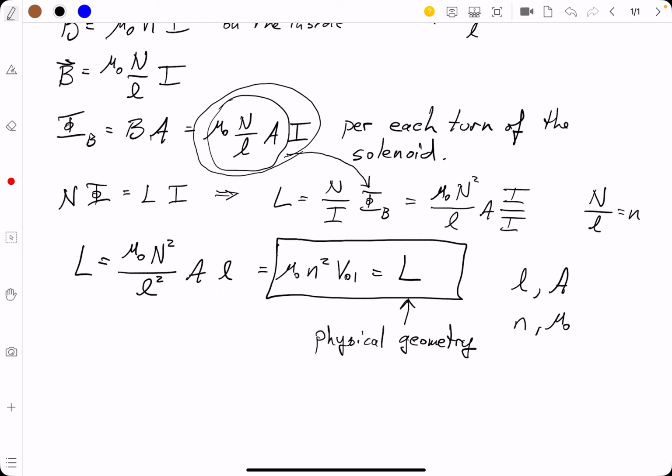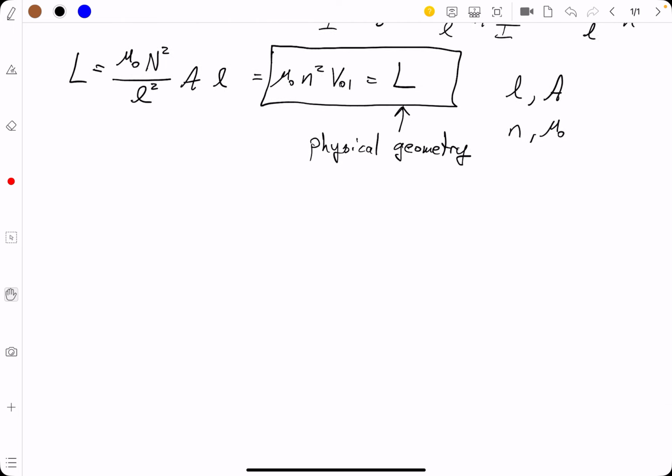All right, and that's our inductance. So great, we have some cool stuff. I did not remember that we're going to get into our rectangular toroid at all, but we're going to do it. Let's do it now.